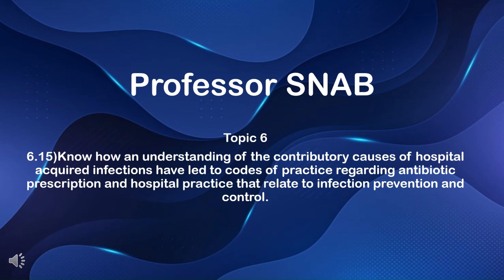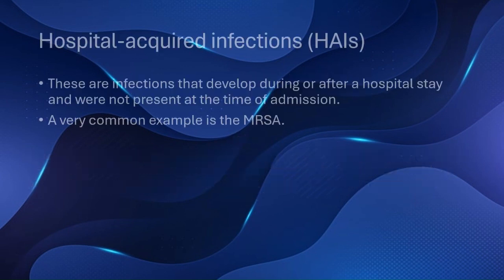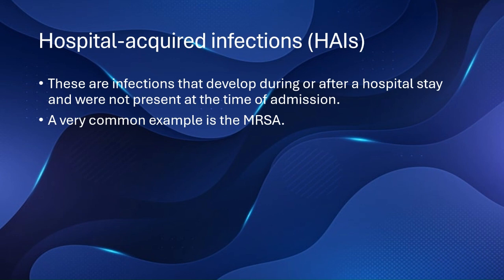So today we're looking at understanding the contributory causes of hospital-acquired infections, which have later led to codes of practice regarding antibiotic prescription and hospital practice that relate to infection prevention and control. So, what are hospital-acquired infections? As given by the name, these are infections that develop during or after a hospital stay and were not present at the time of admission. And a very common example is MRSA.